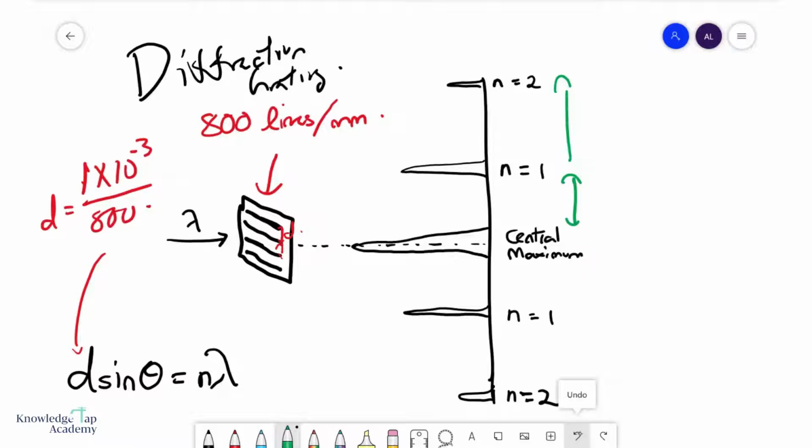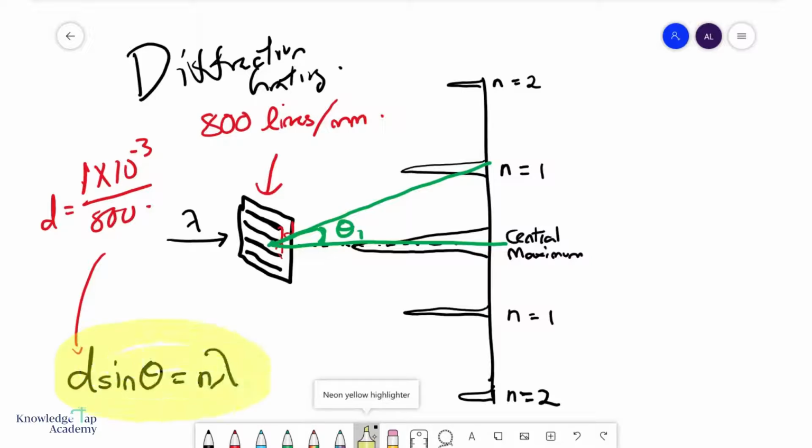So, how do we characterize this entire thing? Well, for any given maximum, apart from the central, I can always calculate a certain angle that's subtended like this. Let's call this theta 1. So this is the angle subtended between the horizontal line to the central maximum and to the point where the nth order maximum forms. And so d sine theta equals n lambda. This is your formula that describes diffraction gratings, this beautiful thing over here.